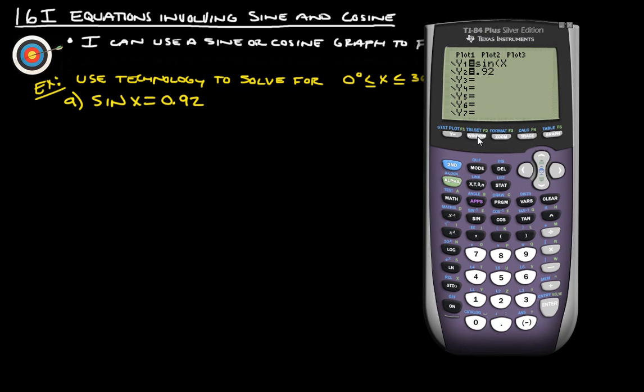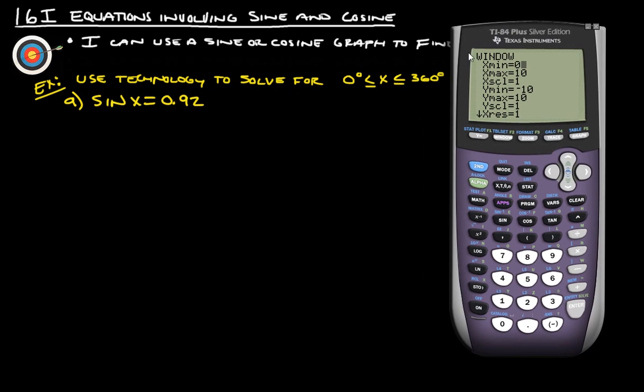Okay, now we want to make sure that our window is good here. So our window, we really want to go from, say, 0, and then the x maximum is up to 360. Okay, and then sine x really only goes from -1 to +1. Let's see our scale here. Let's put this at 90 degrees. And then our minimum for y needs to be -1. And then the maximum is going to be 1. And then the y scale we can just go by 1. Okay?